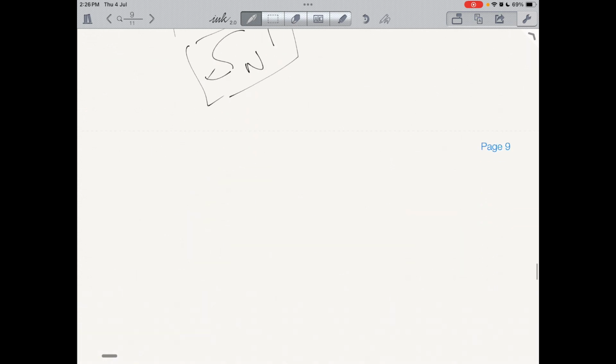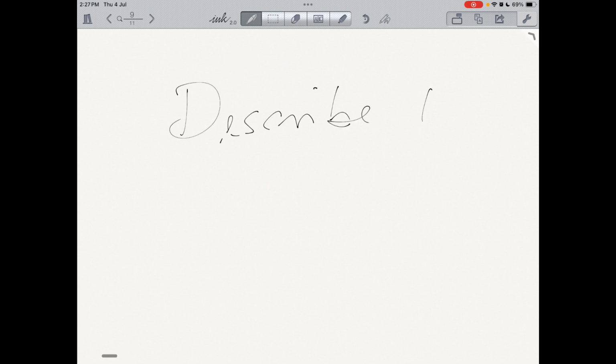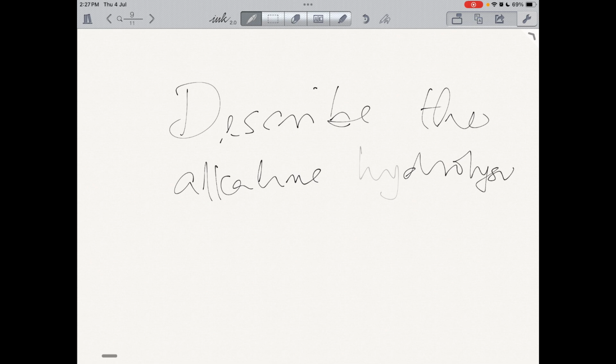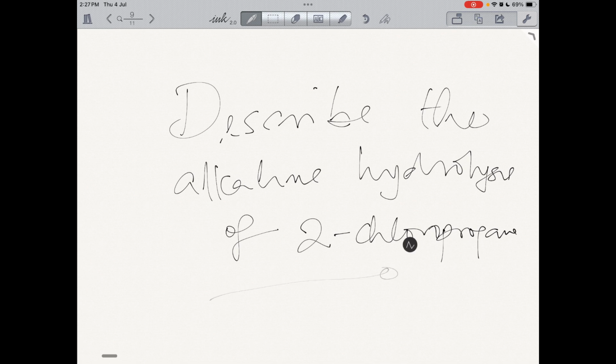And now for something that you can play around with, that is going to help you: describe the alkaline hydrolysis of 2-chloropropane. Play around with that, and we'll see in the next class.